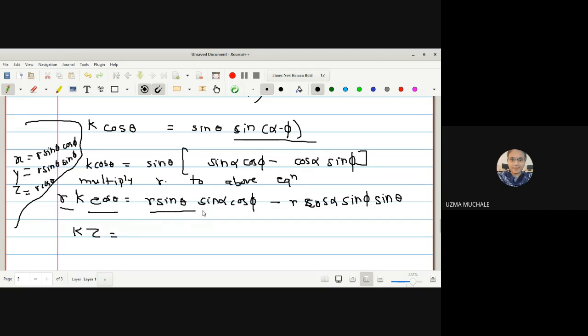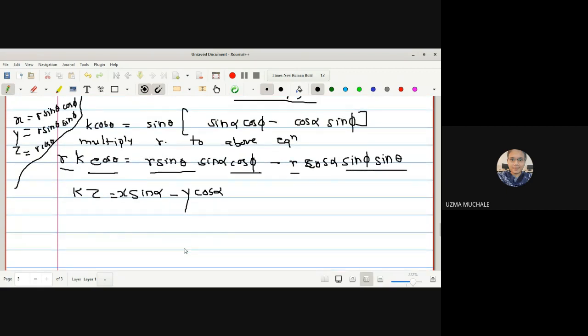Next is r sin theta cos phi. So what is this? If I take sin alpha outside, the value of this is nothing but your x. Right? Look at the underlined term. Minus, again the next term is r sin theta sin phi. So we remain with cos alpha as it is, and here we have y. Now we get the equation as kz is equal to x sin alpha minus y cos alpha, which is a first degree equation in x, y, z.